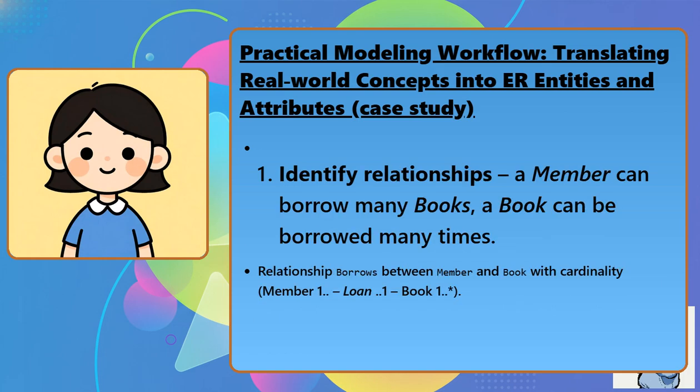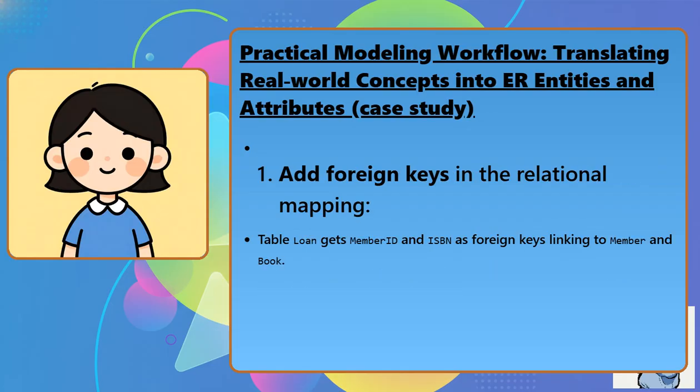3. Identify relationships. A member can borrow many books. A book can be borrowed many times. Relationship borrows between member and book with cardinality. Member one to many, loan many to one, book one to many. 4. Add foreign keys in the relational mapping. Table loan gets member ID and ISBN as foreign keys linking to member and book.